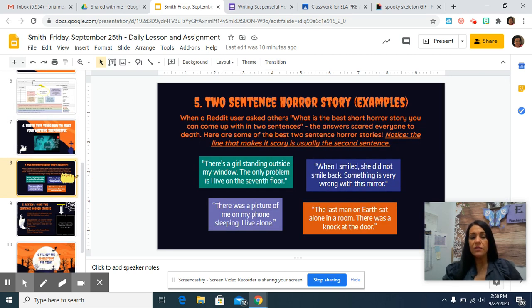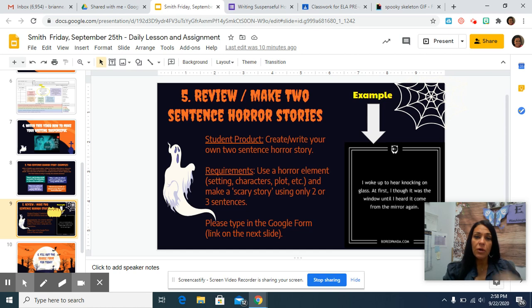So here's an example of two-sentence horror stories that you can look through to get an idea. It doesn't have to be just two sentences. I ask between 2 and 8 sentences to get the horror story in. Here are some guidelines for you. Your product will be to write your own two-sentence horror story using a horror element, the setting, characters, plot, etc. And you're making a scary story, in quotes, using only 2 or 3 sentences. Again, if you need to make it a little bit longer than that, that's okay. And it'll go in the Google form.